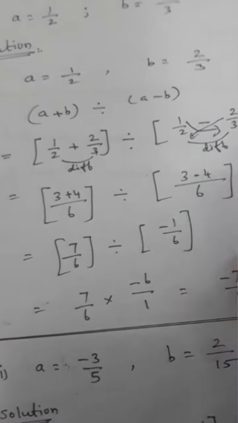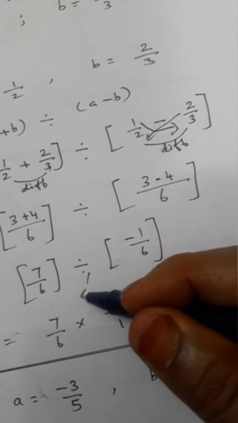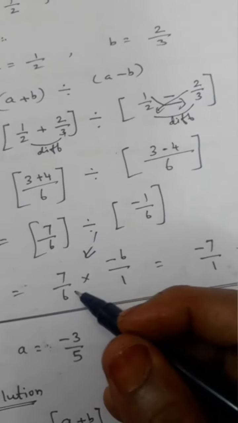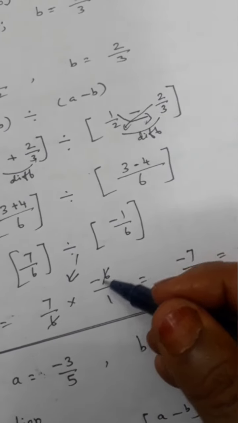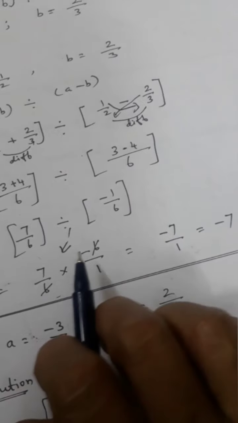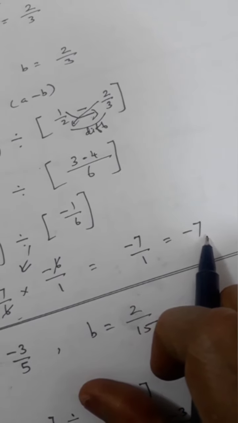Next, remove the bracket: 7 by 6. Next, division changes into multiplication with the reciprocal: minus 6 by 1. The 6 and 6 cancel. 1 six is 6, 6 and 6 cancel. The remaining number is 7, and below is 1. The minus symbol stays. So minus 7 by 1 equals the answer, minus 7.